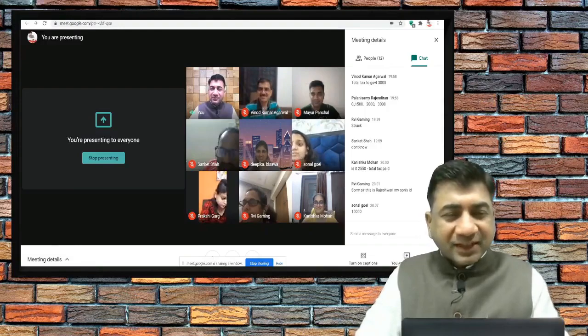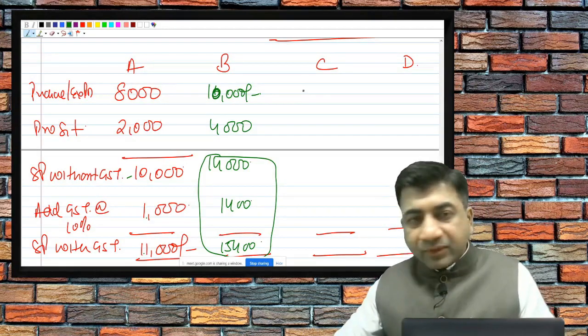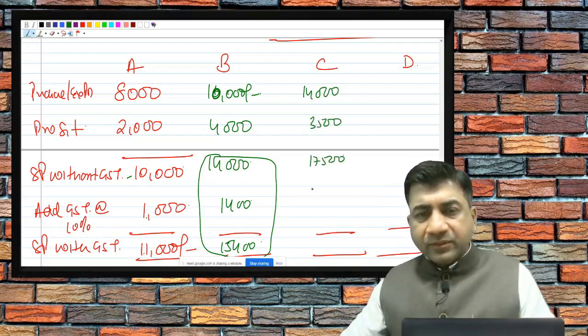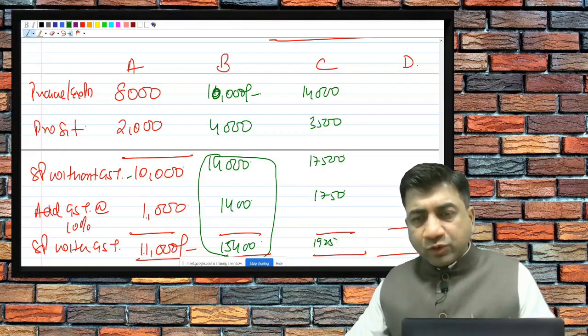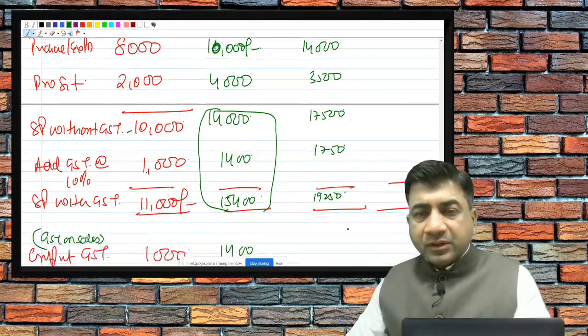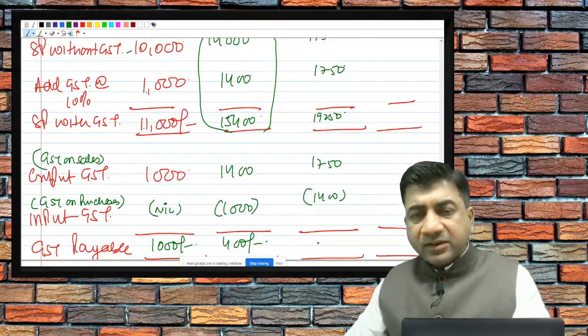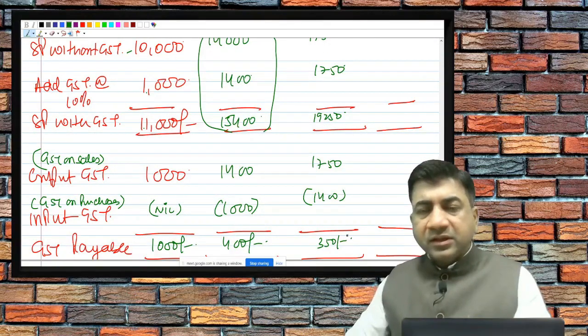Please, let's proceed now. So here it will be 14,000. Margin is 3,500. 17,500. 1,750. 19,250. Again, his output tax will be 1,750. Input tax will be 1,400. And 350 rupees will be the tax liability.